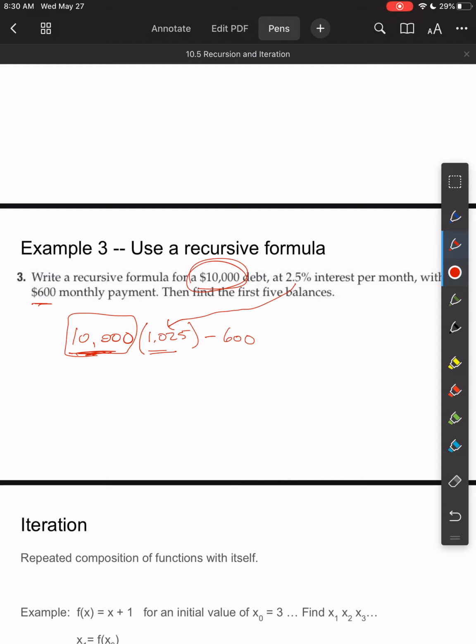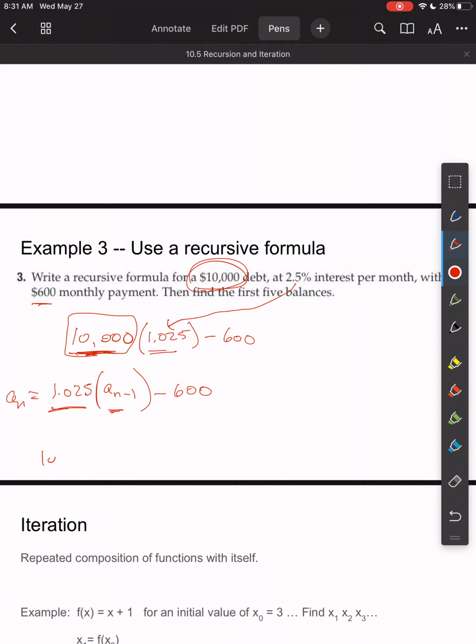So it would be 1.025 times the previous term. The previous term is a sub n minus 1. So we multiply 1.025 by the previous term, and then subtract 600. That is my nth term formula. So that's the recursive formula they want us to use. Now I can just plug in 10,000 to figure out what my next one is.